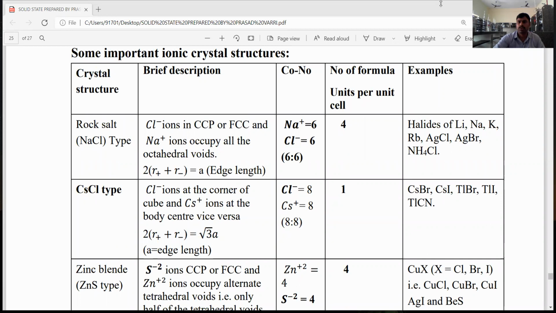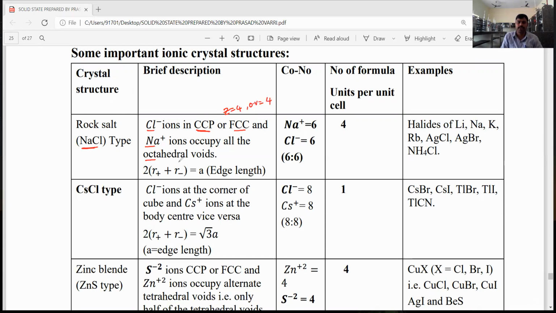Okay, and there is one more important concept: spinel structures of oxides also we need to discuss. For example, NaCl type of crystals are present, in which the chloride ions occupy CCP or FCC. All negative ions have CCP or FCC crystal structures, and Na plus ions occupy octahedral voids. Because FCC is present, Z is equal to 4, and the number of octahedral voids is also 4.